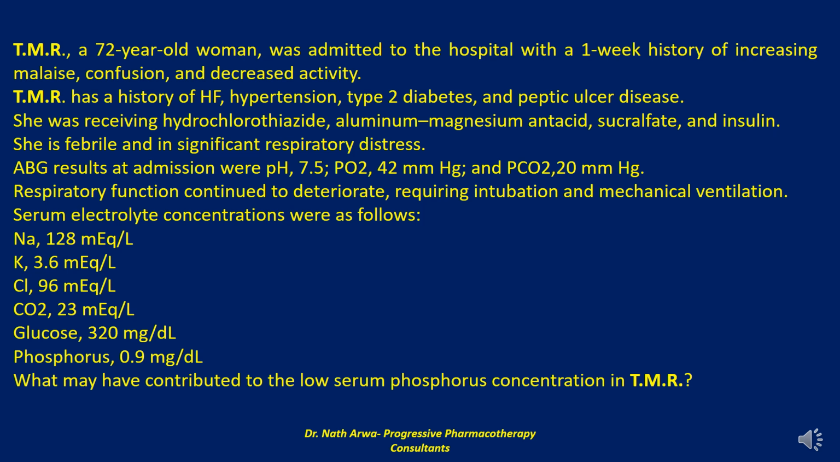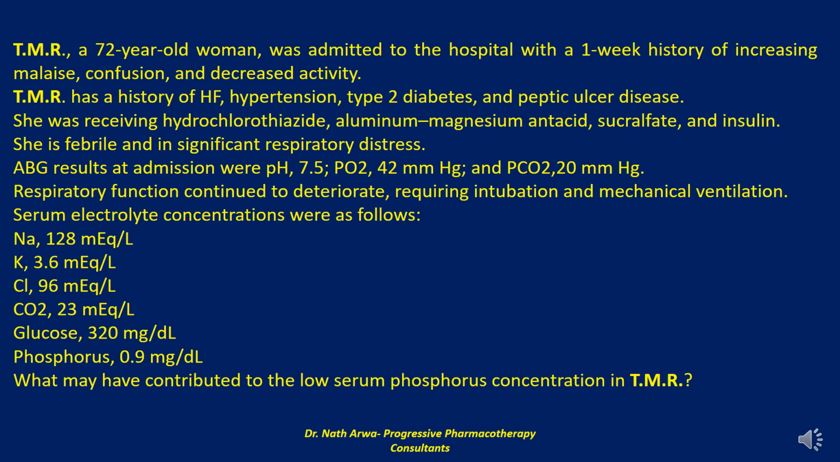The next case reads: TMR, a 72-year-old woman, was admitted to the hospital with a 1-week history of increasing malaise, confusion, and decreased activity. TMR has a history of heart failure, hypertension, type 2 diabetes mellitus, and peptic ulcer disease. She was receiving hydrochlorothiazide, aluminum magnesium antacid, sucralfate, and insulin. She is febrile and in significant respiratory distress.